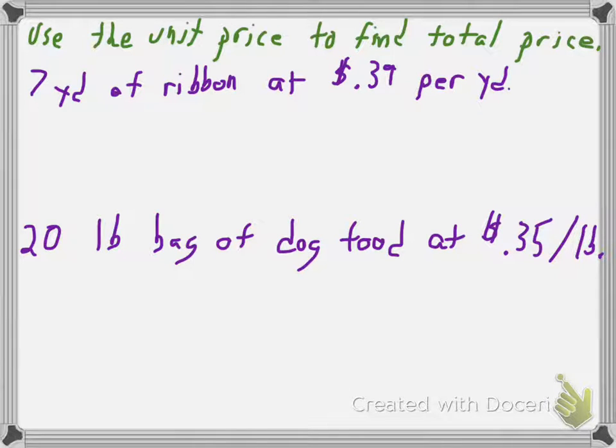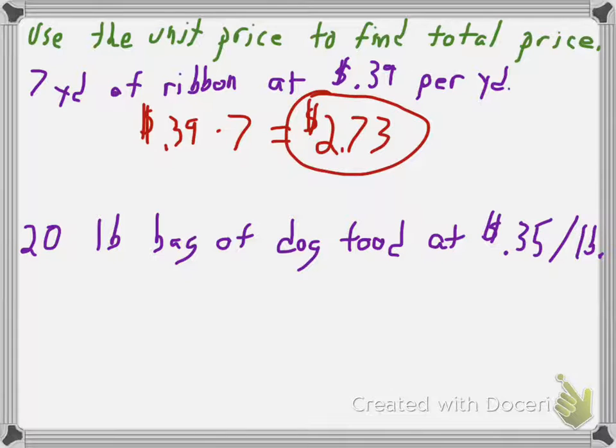So, we want to use the unit price to find the total price. So I need to buy 7 yards of ribbon at 39 cents per yard. So, if I know it's 39 cents per yard, and I need to buy 7 yards, I'm just going to multiply 0.39 times 7. And that gives me 2.73. So $2.73 is what I'm going to be paying.